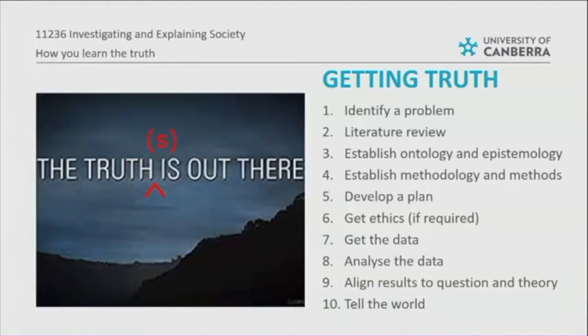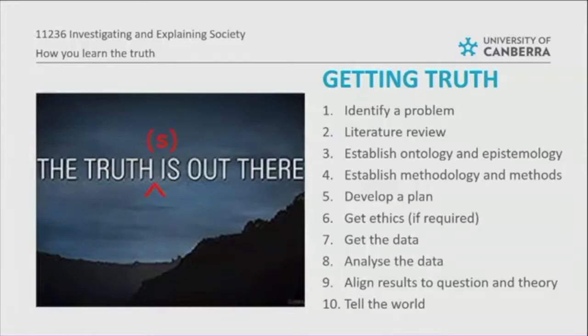Then we get the data. How do we get the data? Do we interview? Do we use ethnography? Blah, blah, blah. How do we get that data? Then we analyse it. We align our results, because I can tell you right now, your results may not actually line up with what you expected, because we're dealing with people. There is nothing worse than going out there and saying, this is my interview question, this is my interview idea, this is the problem I'm looking at. Then you go out there and you interview people only to find that they don't tell you anything that is useful to you at all.